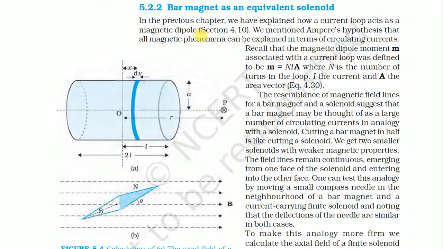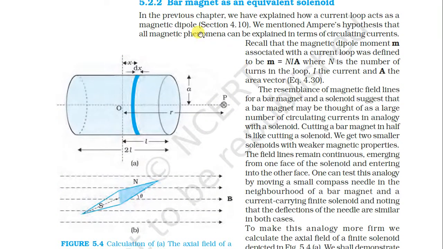See here, in the previous chapter we explained how a current loop acts as a magnetic dipole. We mentioned Ampere's hypothesis that all magnetic phenomena can be explained in terms of circular currents. Recall the magnetic dipole moment M associated with the current loop was defined as M = NIA, where N is the number of turns in the loop, I is the current, and A is the area vector.